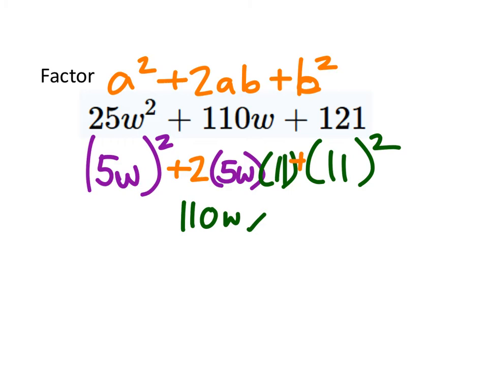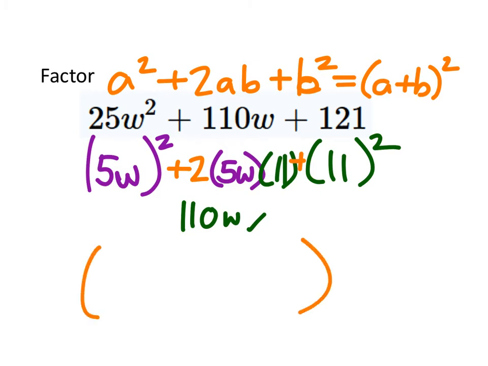Yeah, so we do have that form, which means that we're going to get a perfect square binomial, a plus b squared. And so in that formula, with the a plus b, a is 5w, and b is 11. Done.